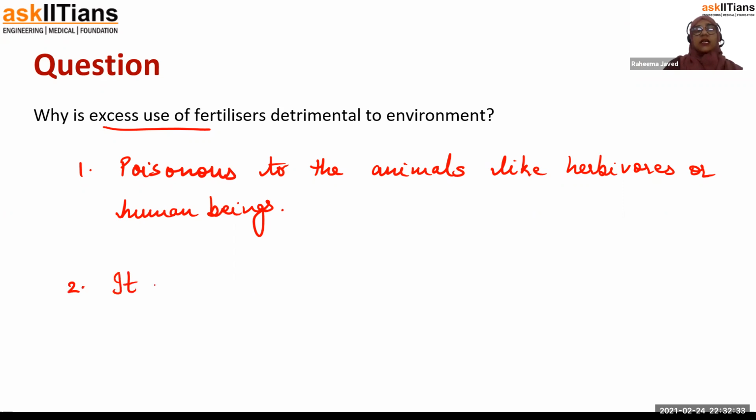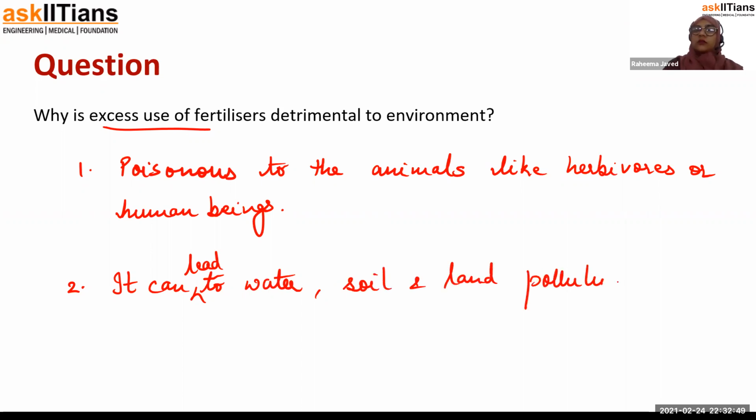Second, it can lead to water, soil, and land pollution. Air pollution can also be included if the fertilizers are sprayed, the tiny little particles can get suspended in the air also, and if they are inhaled by the animals, they can settle in the lungs and cause many respiratory diseases.